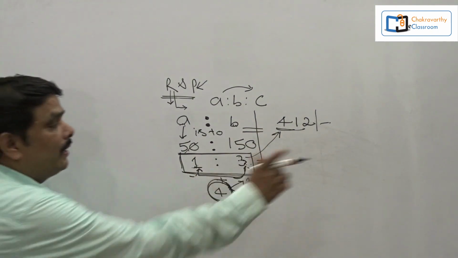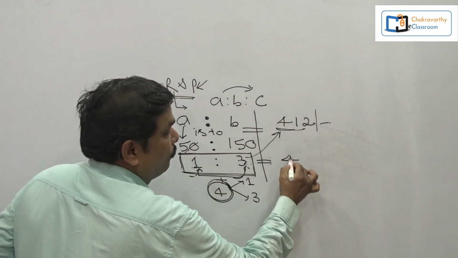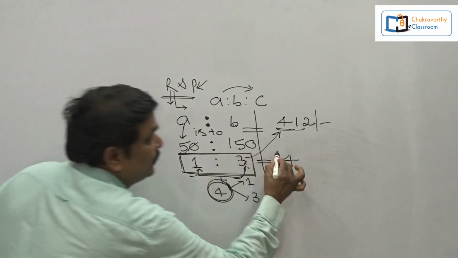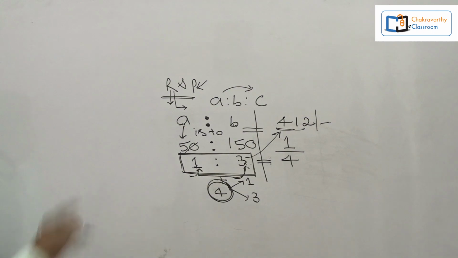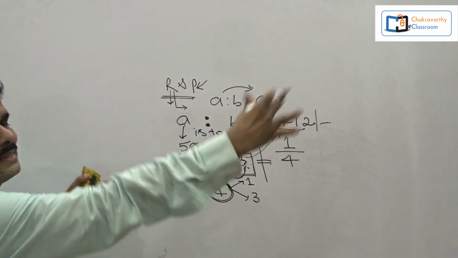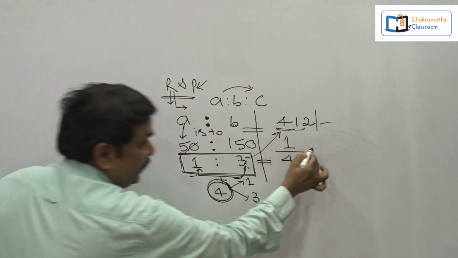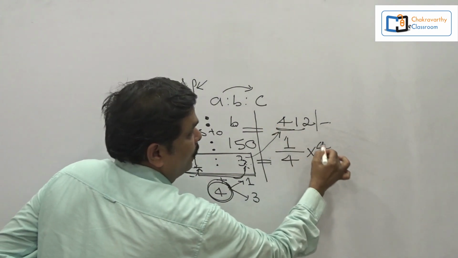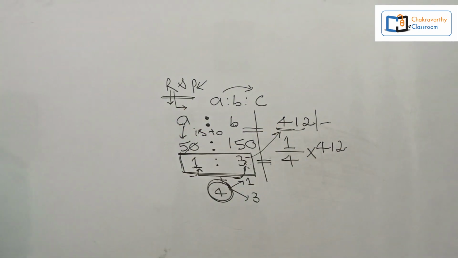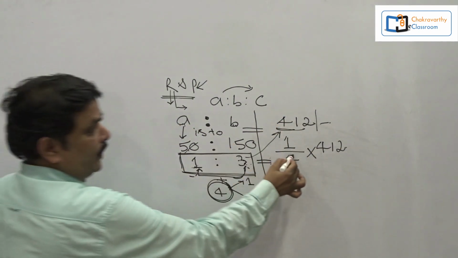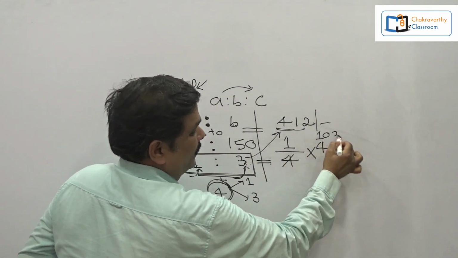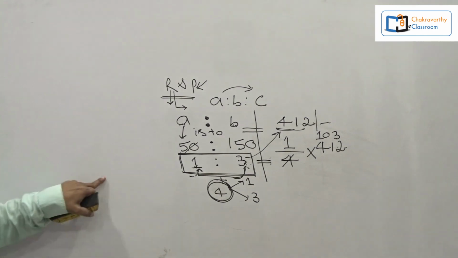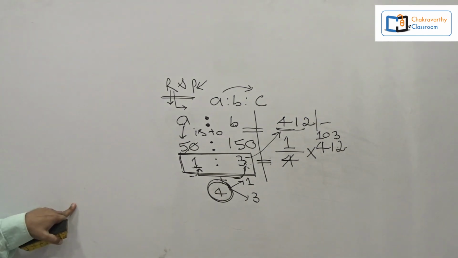How is that one? If the total money is of 4 parts, out of these 4 parts, 1 part is 1 out of 4. In any case, that is 1 out of 4 into total money, which is 412. So simply you can go for this one. Just divide this one, 4 ones are 4, 0, 4 threes are 12. So A's share is 103 rupees.